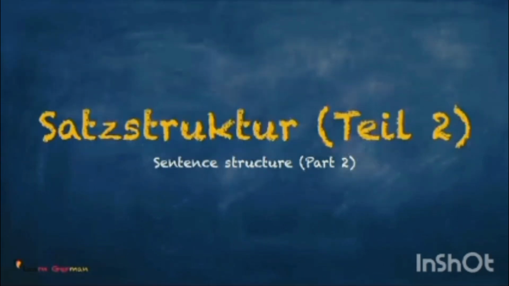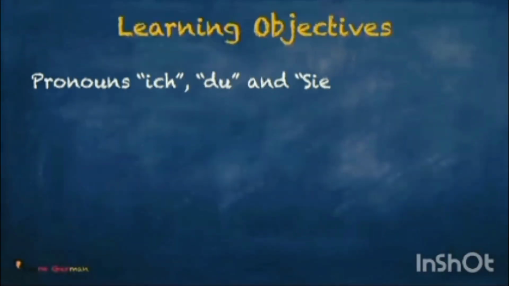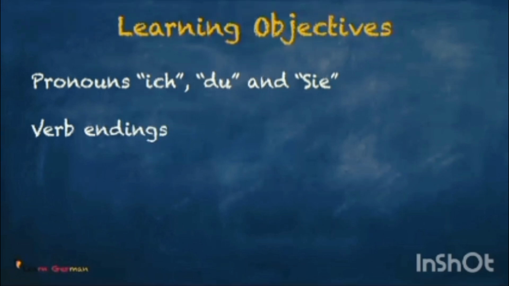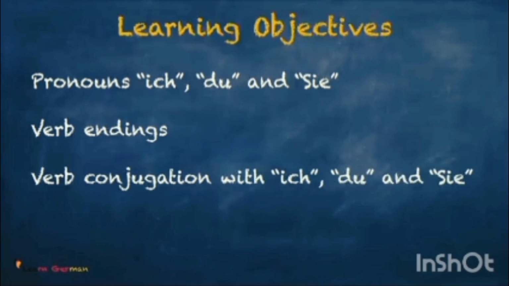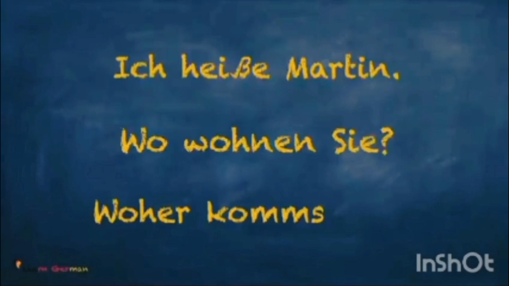Sentence structure, part 2. In this video, we will focus on three pronouns, ich, du, and Sie, and the verb endings. We learn how to conjugate the verb according to these pronouns. We will conclude the video with an exercise. So let's begin with three very common sentences. Ich heiße Martin. Wo wohnen Sie? Woher kommst du?